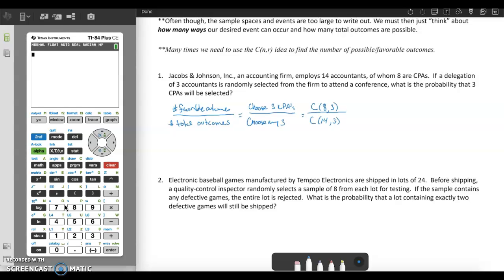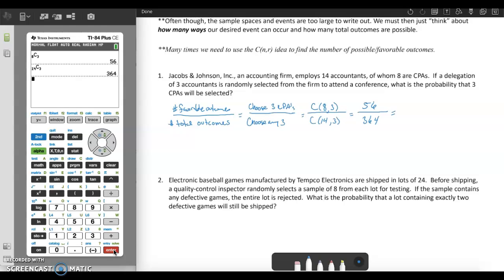But on the top, we put the favorable outcomes, what would get us what we're specifically looking for, which would be choosing 3 out of the 8 CPAs. For doing these, I'm absolutely going to use the calculator to do the combinations. I'm not going to do those by hand. I'm going to go into my math probability area and choose number 3. So 8 choose 3 is 56. Then I'm going to do a second enter and bring that back up, and I'm just going to change that 8 to a 14 for my denominator. It's all that needs to change. So the denominator looks like it's 364.